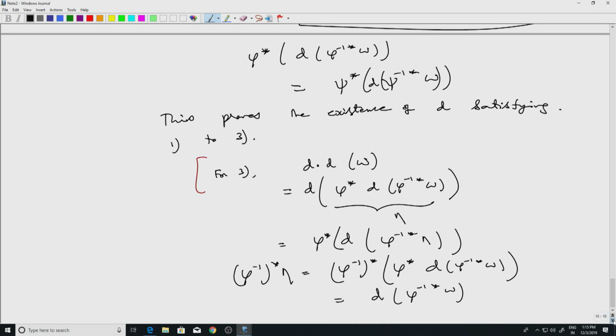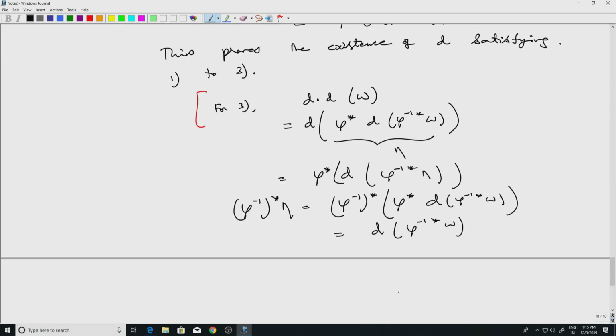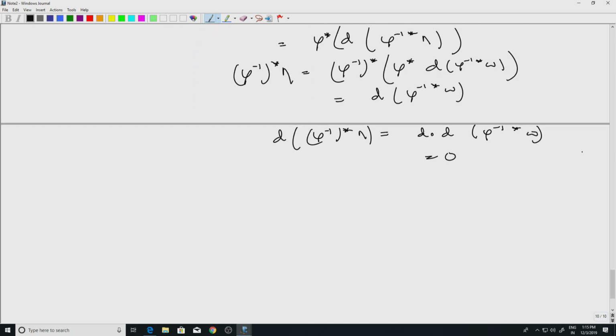Now the thing is that this d of phi inverse star omega, for that matter phi inverse star omega, is on Rn, it's a form on Rn, and so when I compose with d on that, I will get 0 just by what we have seen earlier. Composing with d of phi inverse star omega gives 0. So it just follows from the fact that we have this on Rn.